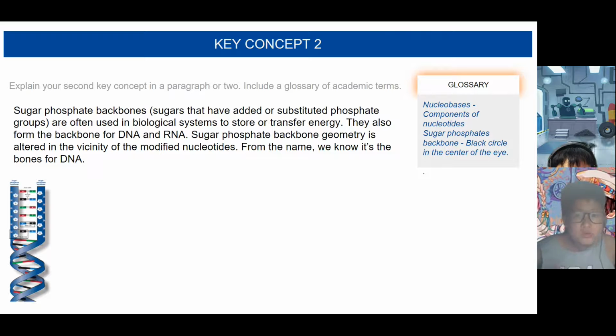Our key concept 2 is the sugar phosphate backbone. Sugars that have added or substituted phosphate groups are often used in biological systems to store or transfer energy. They also form the backbone for DNA and RNA. Sugar phosphate backbone geometry is altered in the vicinity of the modified nucleotides. From the name, we know it's the bone for DNA.